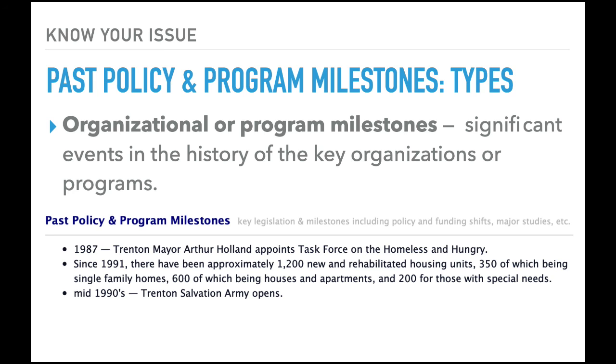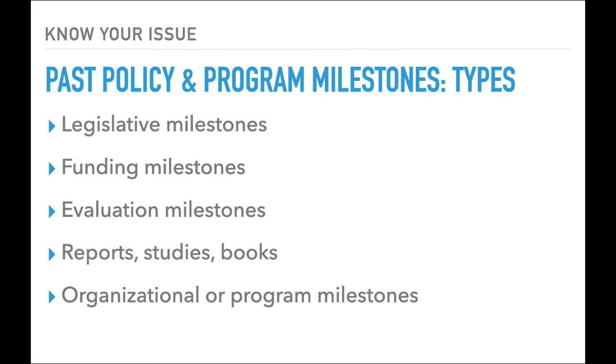So there's another couple examples here. Mid-80s, Trenton Salvation Army opens. That wouldn't be a good enough entry. The Trenton Salvation Army opened at a particular year. And again, we want to link to the current Salvation Army website, maybe to the page that gives the history of the organization. I have a footnote for that. So those are the key areas for looking at policy and program milestones. There's legislation, funding, evaluations, major ones, reports and studies and books on a topic, and organization and program milestones. Those are the 6 areas that you would be typically looking for milestones.